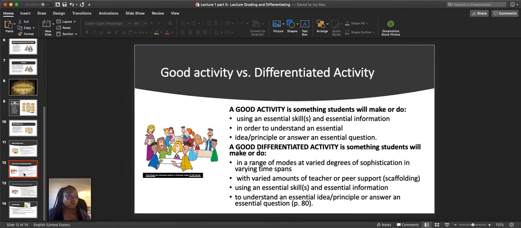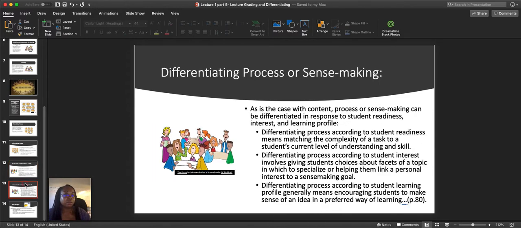A good differentiated activity also makes sure that students are able to understand an essential idea, principle, or answer an essential question. I know that we are all used to creating essential questions, but then what do we do with them afterwards? A good differentiated activity would allow students to come back to the introduction of the unit, the objectives, and the essential questions, and produce something that answers them to show that they made sense of what you required them to do.